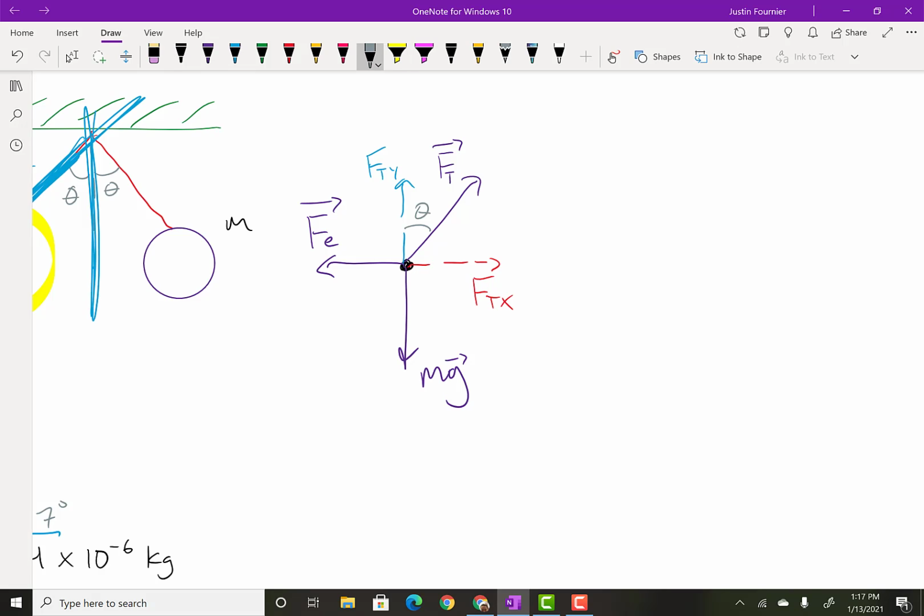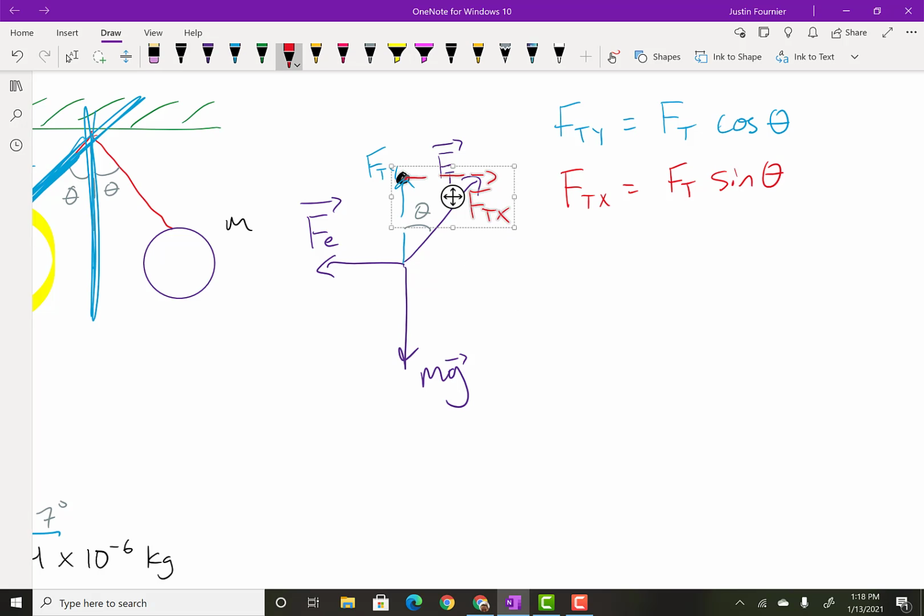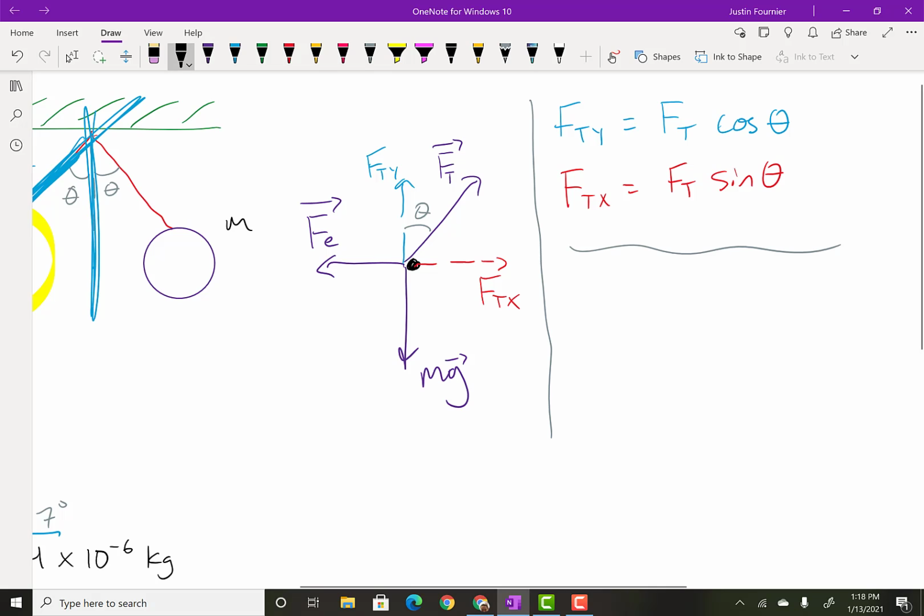So with that, I can then use Newton's second law. Let's write out F_Ty. Using a little bit of trigonometry, this is going to be the magnitude of the tension force times cosine of theta, and then F_Tx is going to be the tension force times sine of theta. If you're bothered by that at all, remember that I can make a triangle like that, and then you can use a little bit of trigonometry to get that.